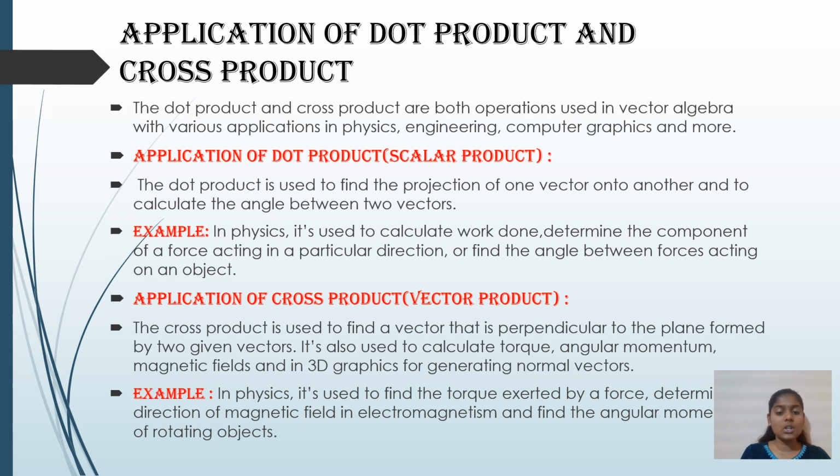Second, the application of cross product, that is vector product. The cross product is used to find a vector that is perpendicular to the plane formed by two given vectors. It's also used to calculate torque, angular momentum, magnetic fields, and in 3D graphics for generating normal vectors. Example, in physics, it's used to find the torque exerted by a force, determine the direction of magnetic field in electromagnetism, and find the angular momentum of rotating objects.